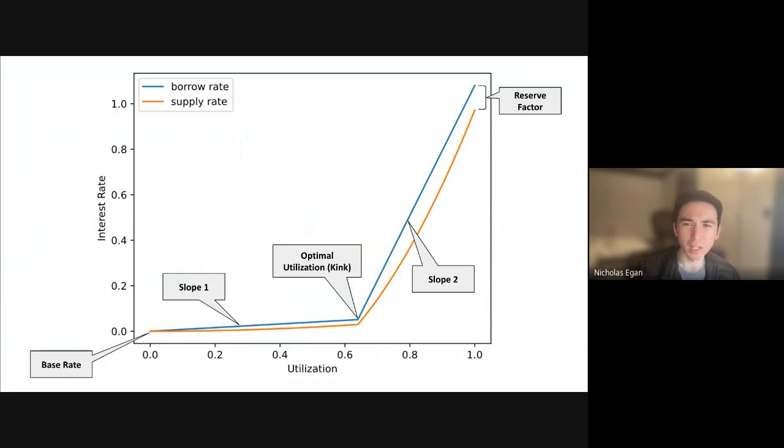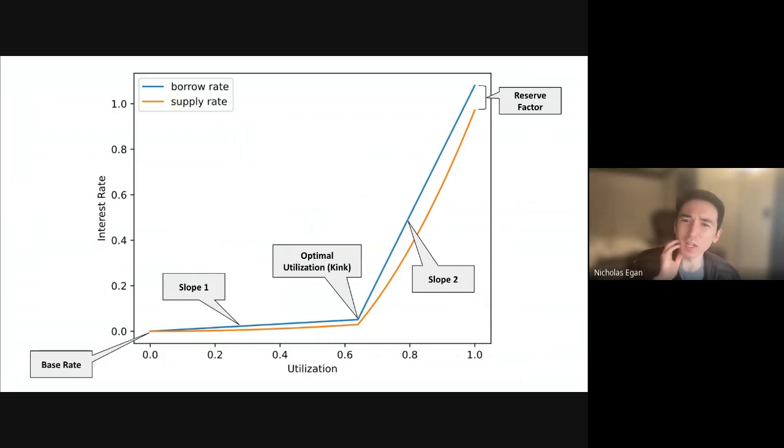The base rate is the borrower interest rate when utilization is 0. It's a constant that's added to the borrower interest at every level of utilization, and it is almost always 0 for most of these interest rate curves that you see in use.